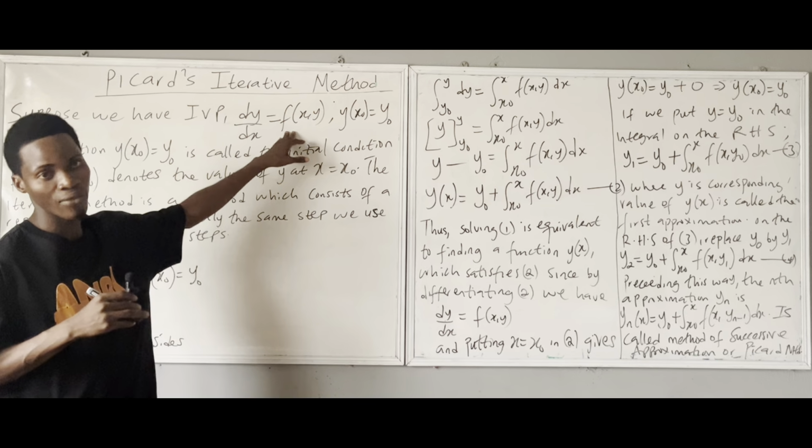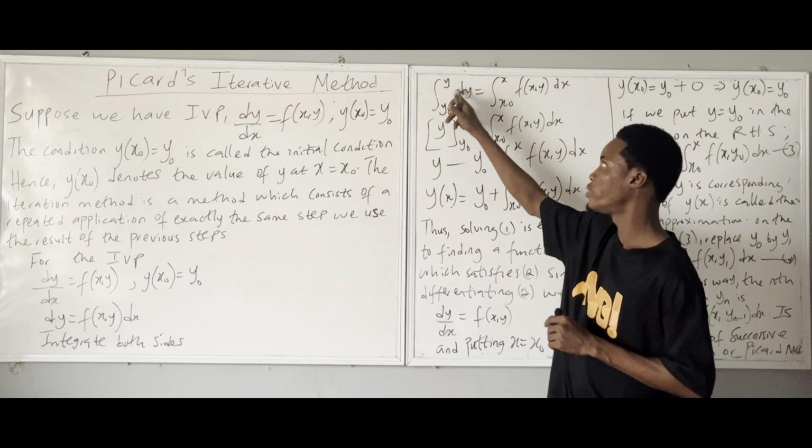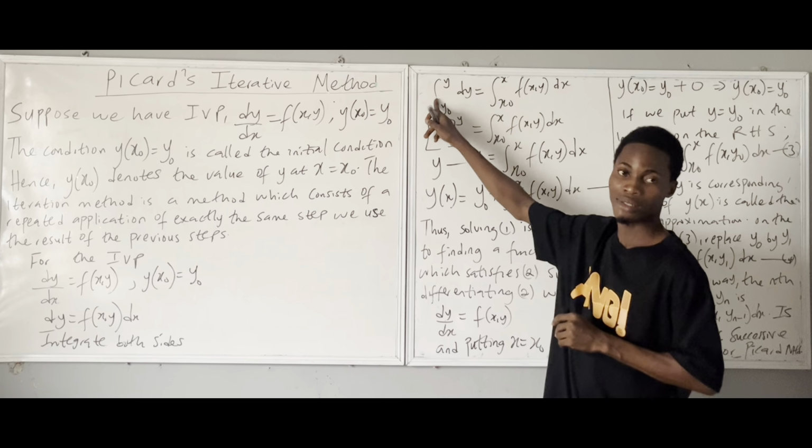Then the next step is to integrate. So if we integrate both sides, what are we going to have? We take the integral sign. We are going to have the integral from y0 to y, because y goes from y0 to y, and x from x0 to x. So that's what we have for y0 to y of dy, then x0 to x of f(x, y) dx. If we integrate dy, we are going to have y, because the d will cancel the integral sign. This is the limit, the upper bound and lower bound.